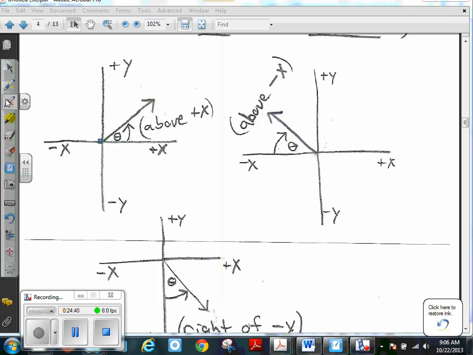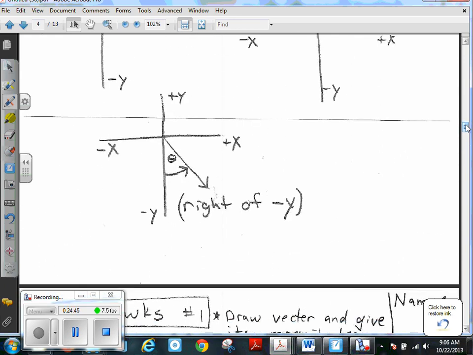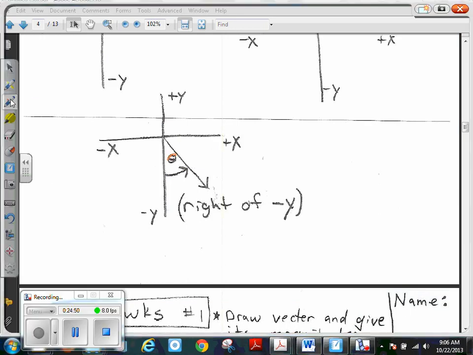And of course, here's the other one. If we're labeling this vector right here, that would be to the right of negative y. Now, I just told you 3 of them, but there's actually like 8 labels. But I think you can figure that out, right? To the right or the left of negative or positive y, above or below negative or positive x. Any questions on that? Okay. Well, let's practice then.